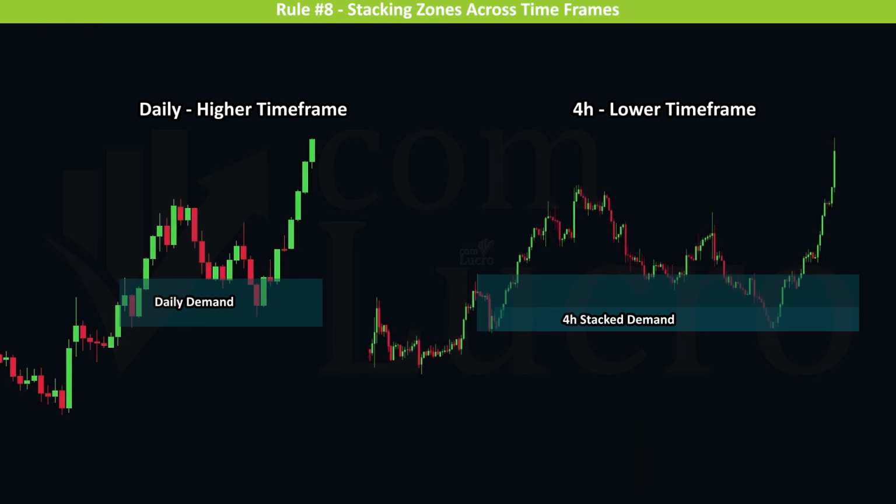When zones overlap across time frames, it often indicates a higher concentration of resting orders. As a result, price is more likely to react when it returns to that area. This is where we patiently wait for confirmation and then look for a precise entry.